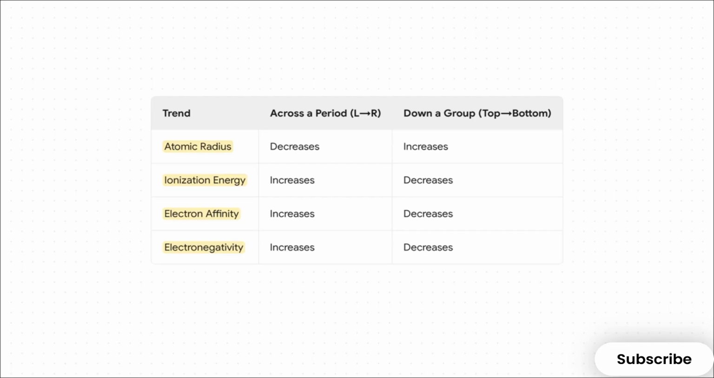Okay, pause and look at this slide. This right here, this simplifies the entire unit. Just look at the table. If you can lock in the trend for atomic radius, that it decreases across and increases down, then you automatically know the trends for ionization energy, electron affinity, and electronegativity. They're just the reverse. This is literally your ultimate cheat sheet for acing this part of the exam.